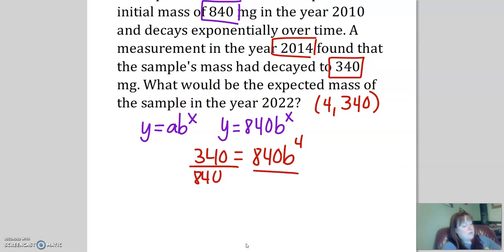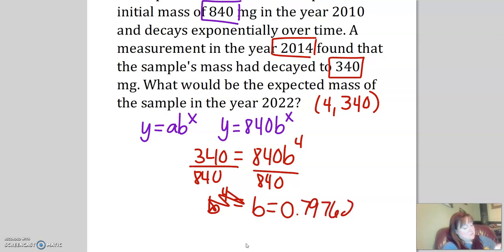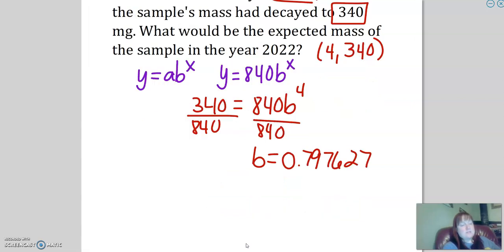We divide both sides by 840. We get b to the 4th equals 340 divided by 840, which is 0.04047. And then we're going to take the 4th root of that, so we're going to go to the 1/4, and we're going to get 0.7976. So b equals 0.797627 and some change. Okay, so here we have our b. That's our rate. It's growing or decaying at that speed.